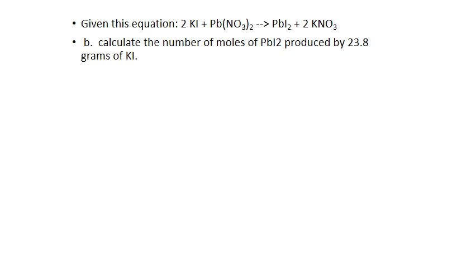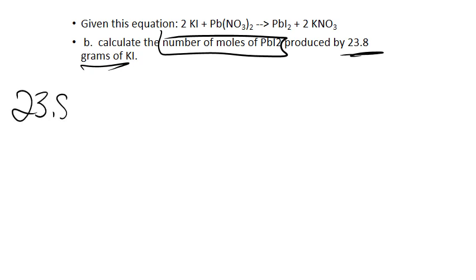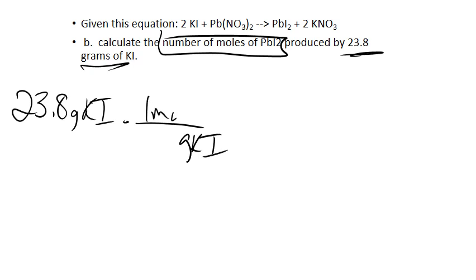Okay, it's the same equation, but it says calculate the number of moles of PbI2 produced by 23.8 grams of KI. So we're going to start with 23.8 grams of KI. So grams is on top, grams has to go on bottom, and then we say how many grams are in 1 mole of the same thing.